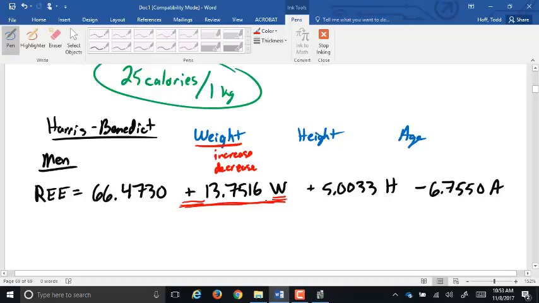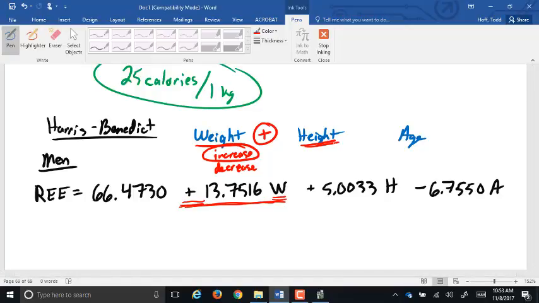If you hold the height and the age constant, this would be a linear model of weight, with a constant rate of change. It's positive, so it would increase with the weight. If your weight goes up, the energy expenditure goes up. That's called a positive relationship. So how about for your height? Is that a positive or negative relationship? Yes, if your height increases, your energy expenditure would also increase.